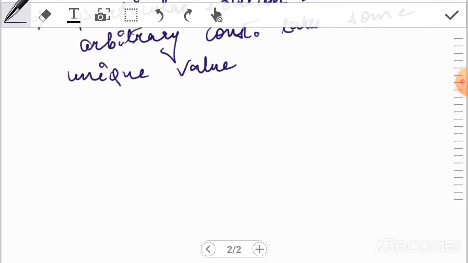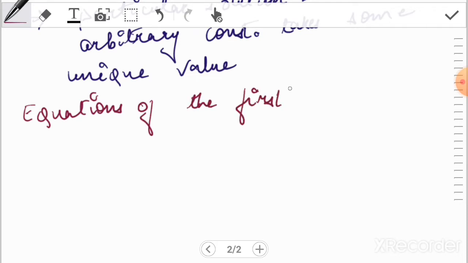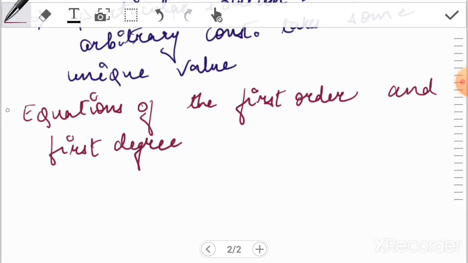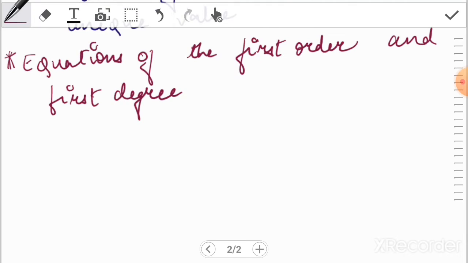Next is equations of the first order and first degree. First is the variable separable form.